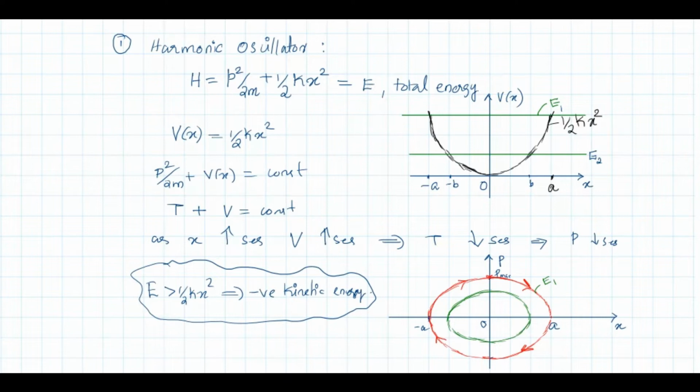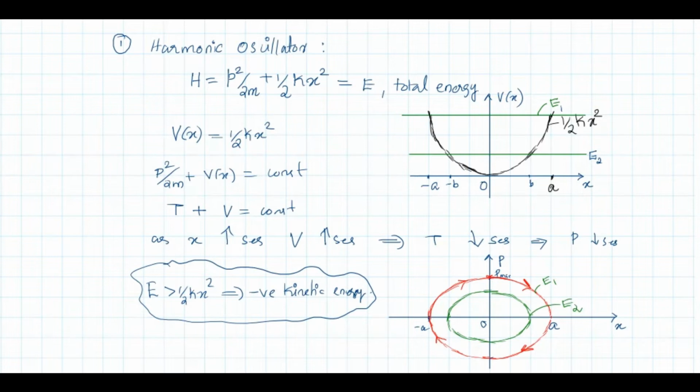It will be something like this. Okay, again an ellipse, but its extremum points are minus b and plus b. Okay, this is for E2. So if you vary the energy, you can draw different closed orbits like this.